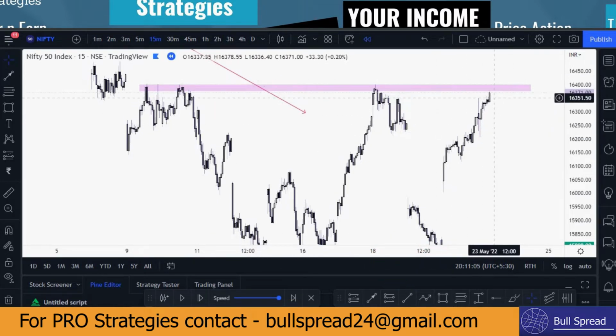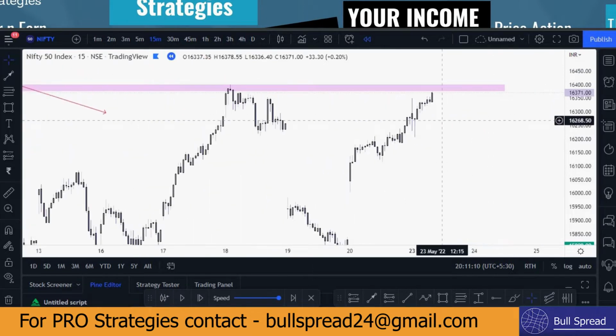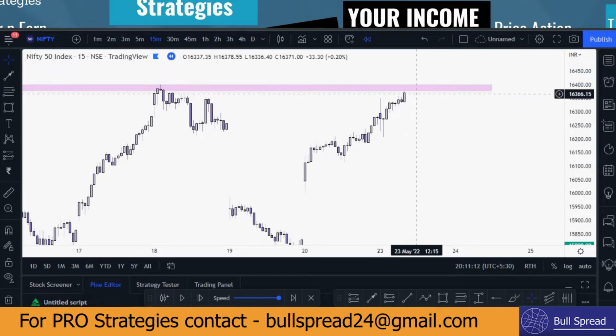The number one rule is, if it has to give a breakout to the upside, we need the candle to be closed above these levels. If the price goes here and comes back down, only leaving a wick behind, we are not going to enter.